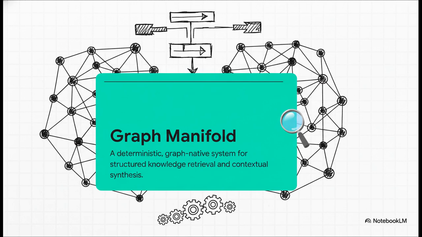So first things first, what is Graph Manifold? Okay, that definition is a mouthful, but at its heart, it's a system for finding and piecing together knowledge in a superstructured, repeatable, and predictable way. And that word deterministic, that's the key. This whole thing is built to avoid guesswork. It's designed to give you consistent, traceable results every single time.